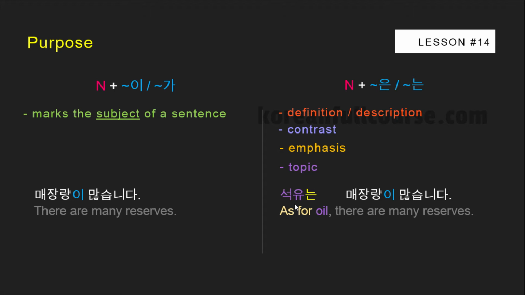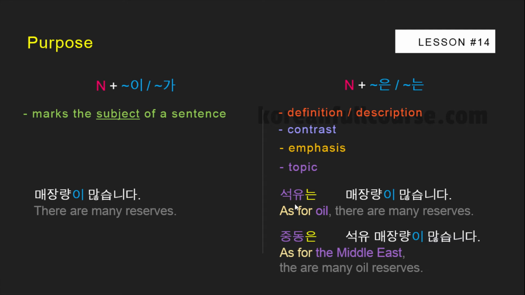If you want to clarify this information even more and give more details, you can say something like this. 중동은 석유 매장량이 많습니다. There are many oil reserves in the Middle East. So the Middle East is the topic of the sentence. I hope now you understand more clearly in what situations you need to use 은는 and 이가. Let me show you how you can combine them with different particles.